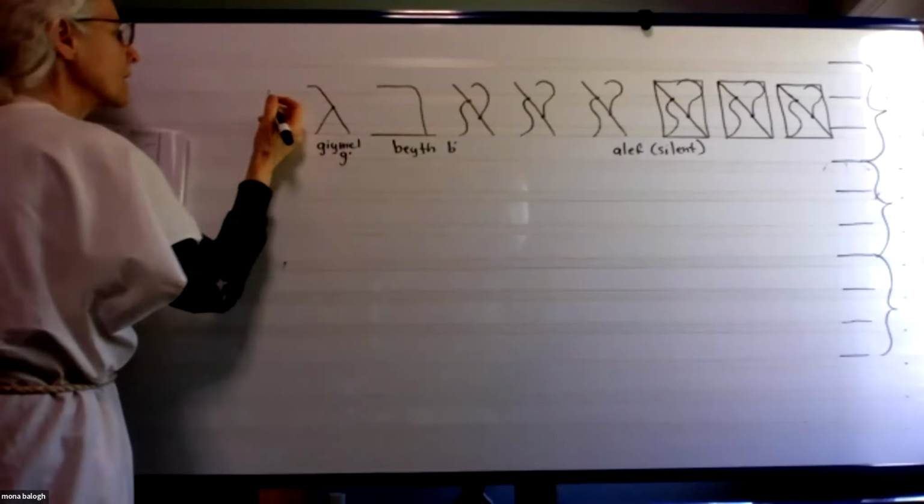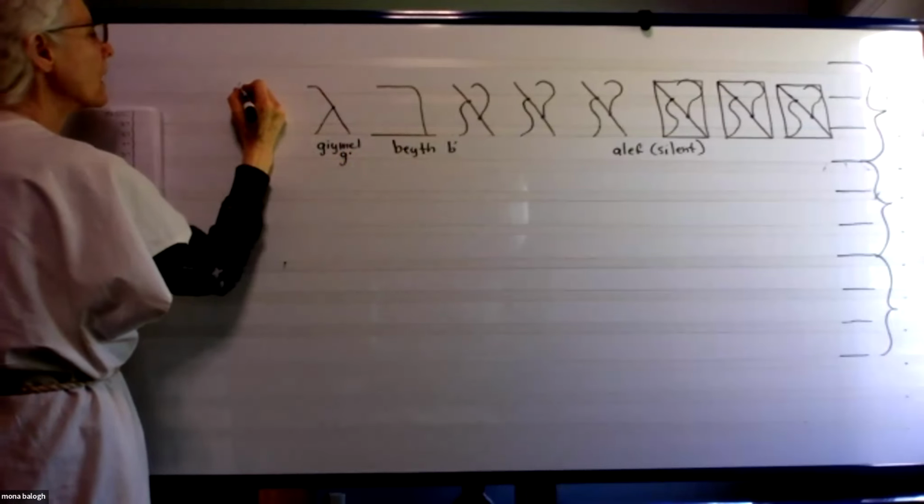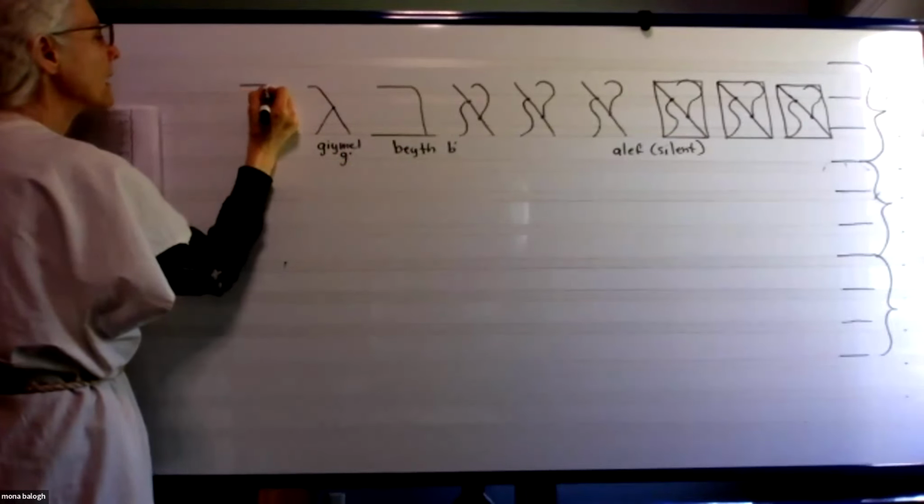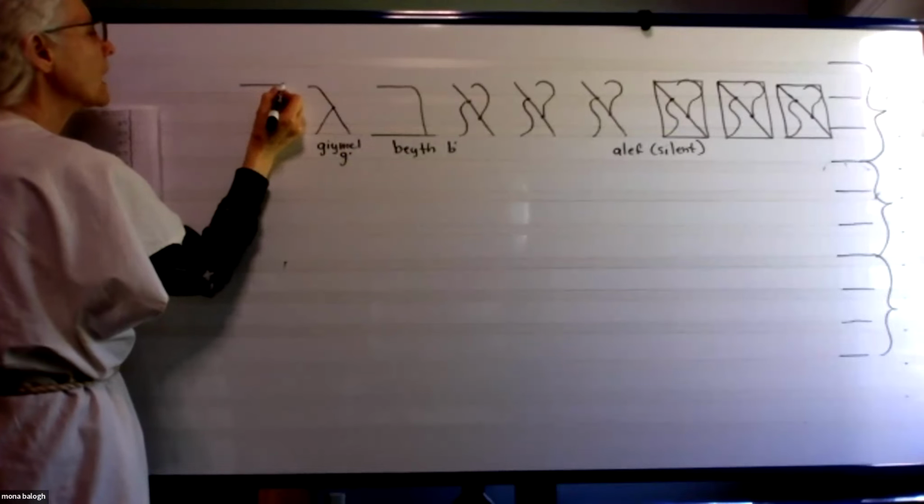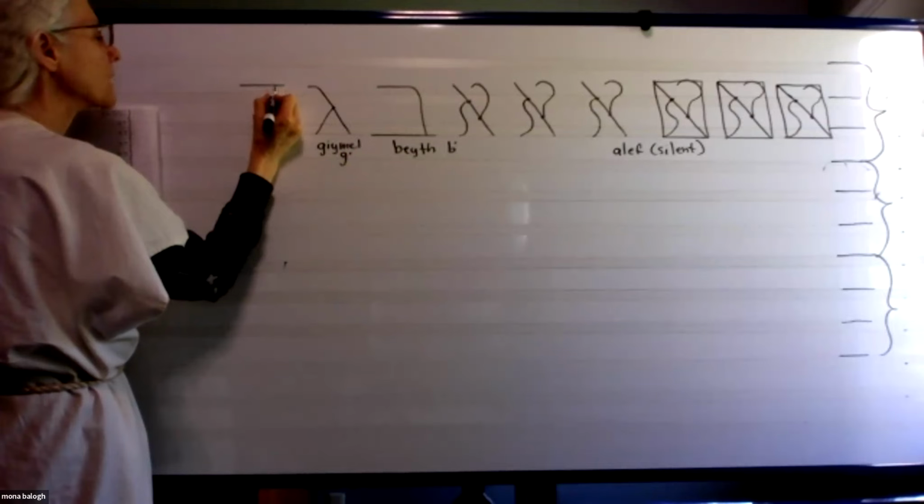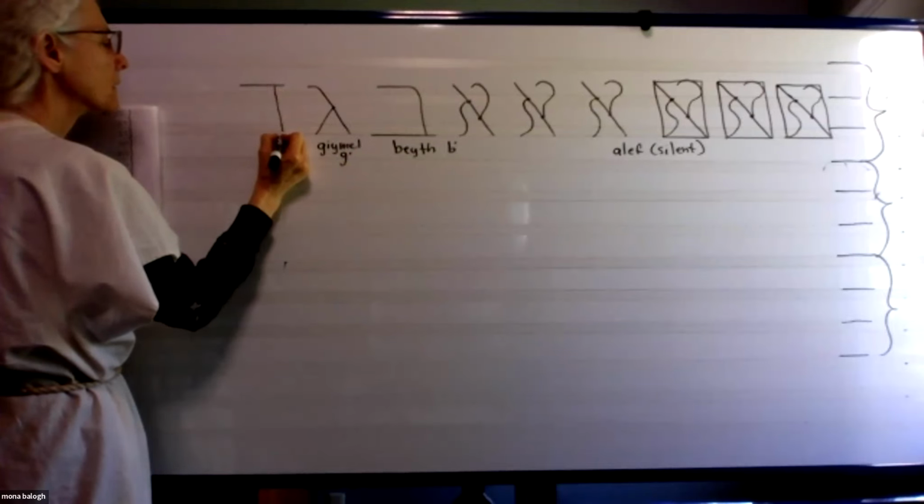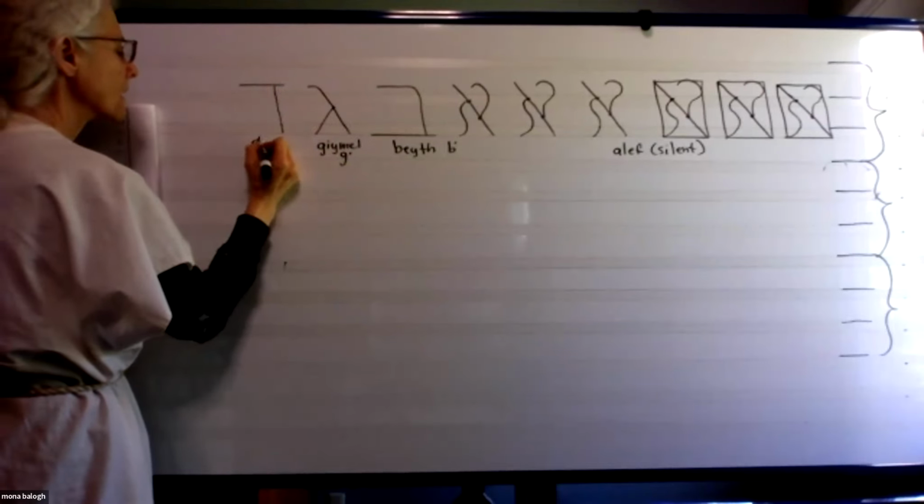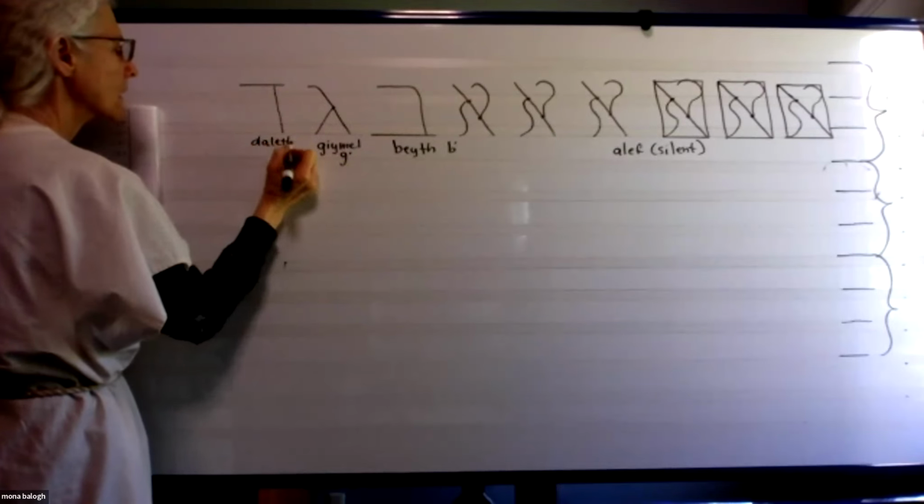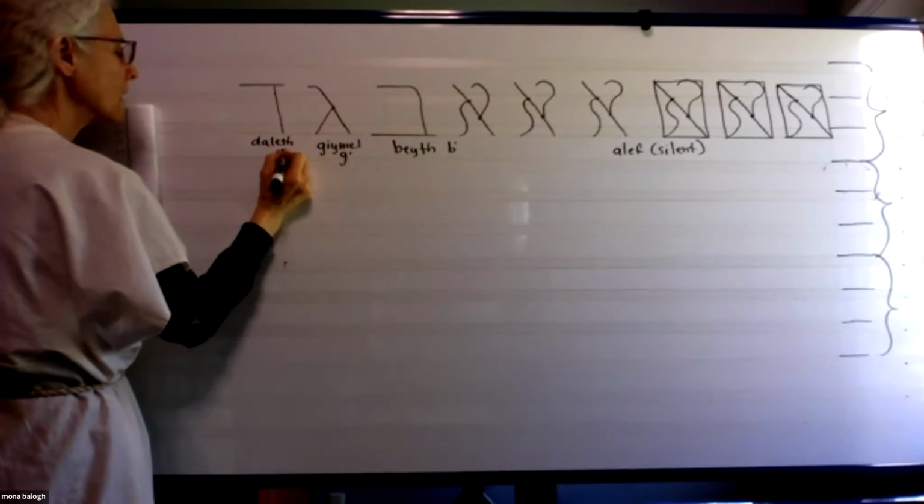Next is Dalet. Start in the upper left, come across and make a cap. It looks like a cap. Come in a little bit to the left and connect a line straight down. Dalet has the D sound.